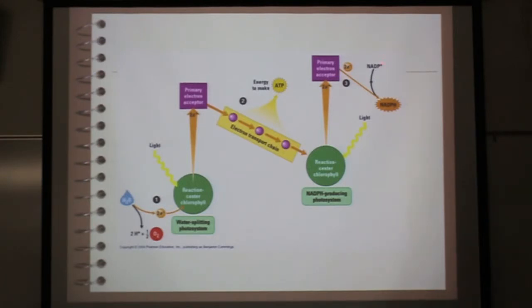Remember that NADP plus is kind of like NAD. And if you remember in cellular respiration, we had NAD, which became NADH when it was holding on to high energy electrons. That's what's happening here. NADPH is holding on to high energy electrons. We're going to need those later on in the dark reactions.